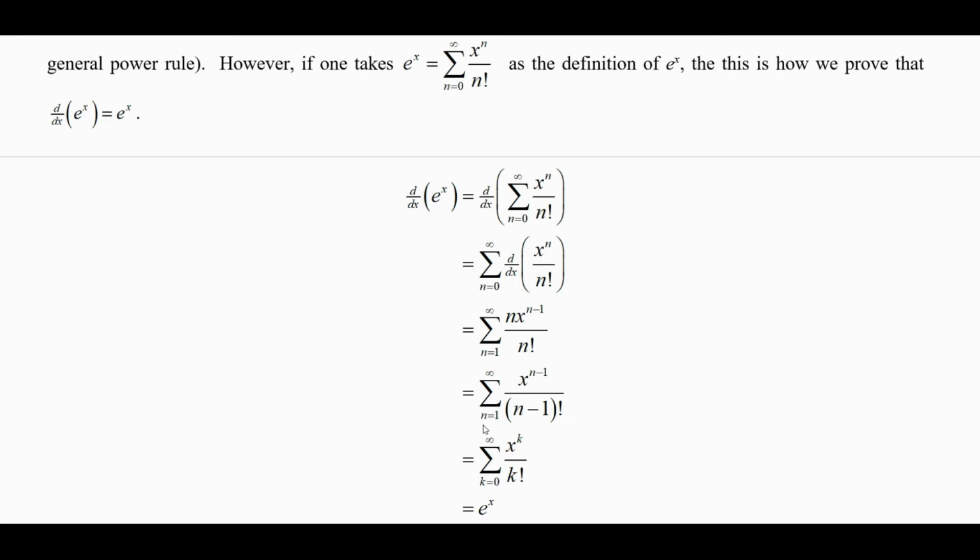in the denominator. Well, if I do a change of index variable, let k be n minus 1, then this n minus 1 becomes k. That power of n minus 1 becomes k. The n, when n is 1, k is 0. And of course, as n goes to infinity, so does k. And so this becomes the sum from k equals 0 to infinity of x to the k over k factorial, which is, sure enough, e to the x.